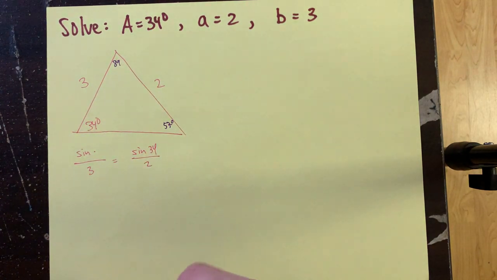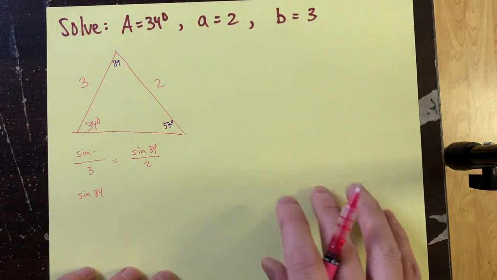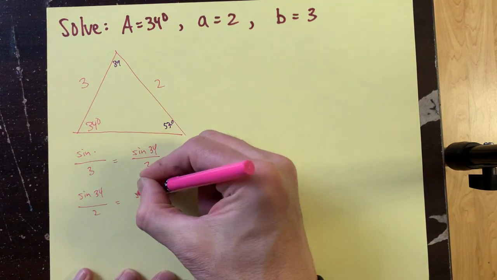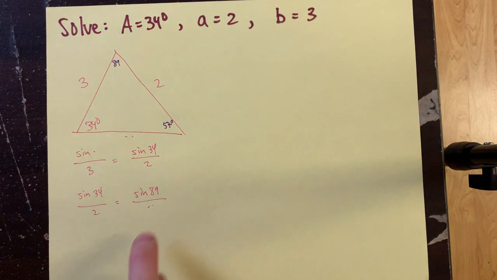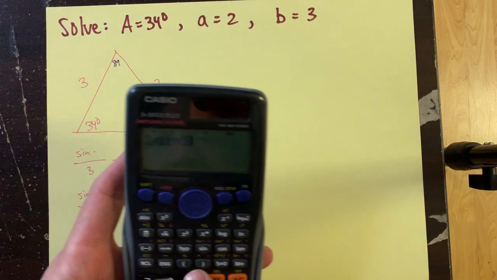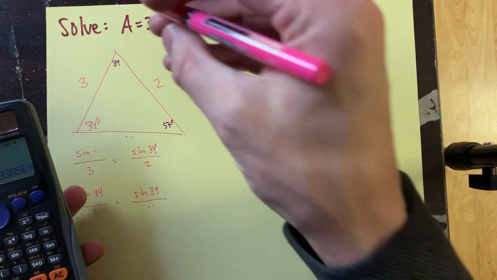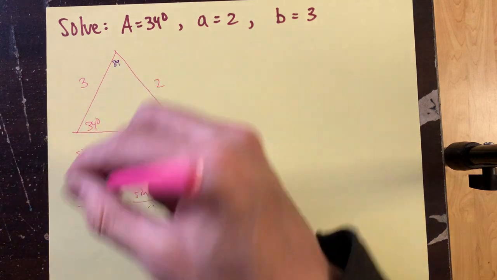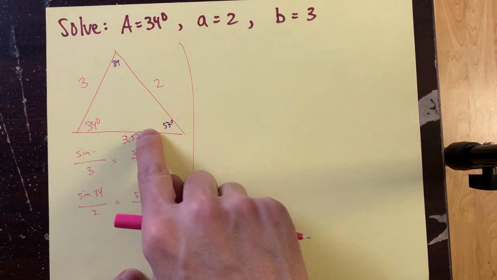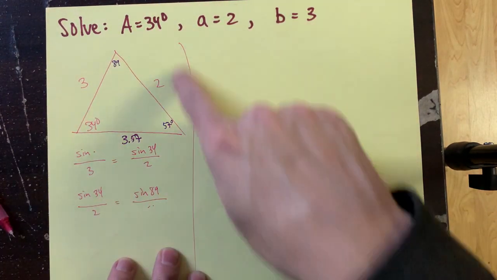Now we need the third side. So maybe we can go law of sines again. I'm going to go sine of 34 is to 2 as the sine of 89 is to this third side there. Solve for it. 2 times sine 89, I'll divide that by sine 34, and I got about 3.57. Let's call it 3.57. So I have solved this triangle. 3.57. So this triangle has been solved.